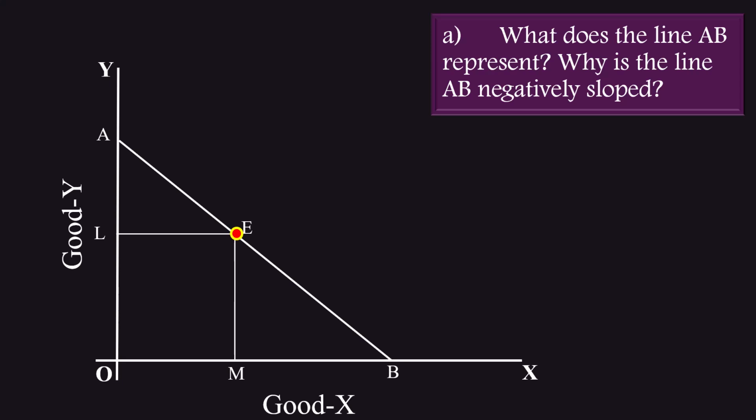If the consumer intends to buy more of good X, he has to move down along the price line to buy combination C. He can do so only by reducing his expenditure on good Y and uses that amount to buy good X because his income is unchanged. This is the main reason for its negative slope.